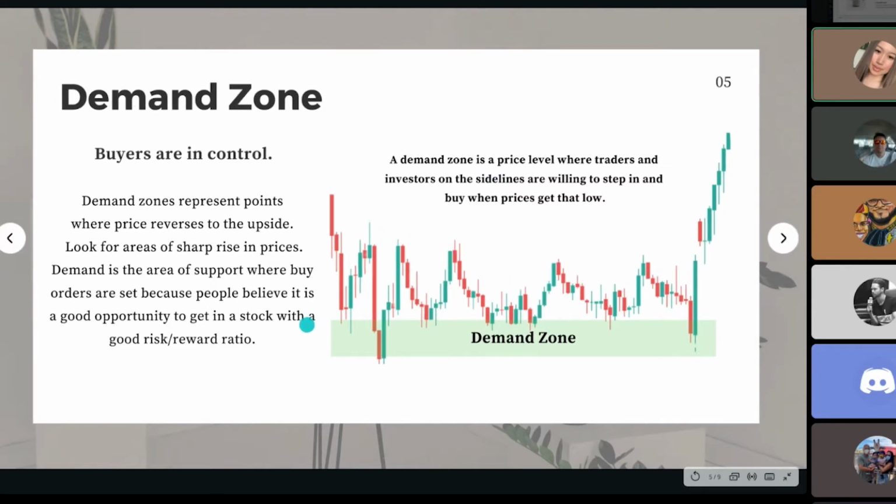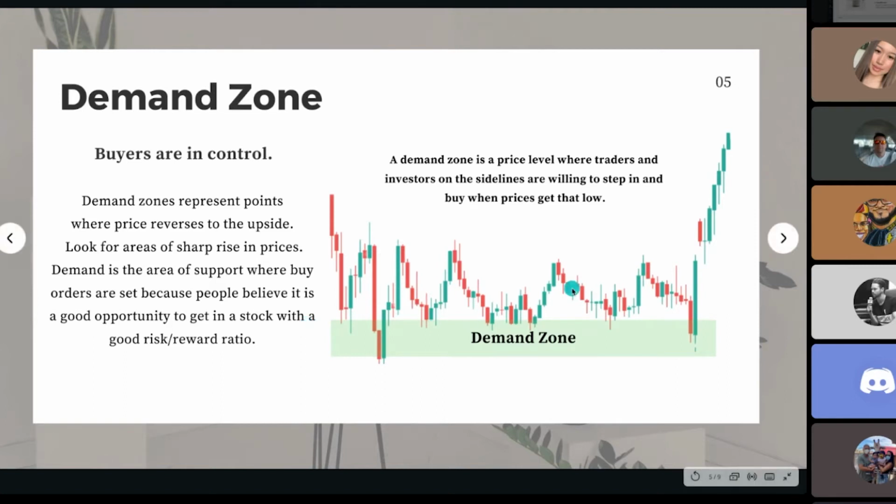So, Syra, did you want to go over a little bit more on these zones, and then you want to go over the four rallies and bases? Okay. Do you want me to still share my screen? I'll share mine. Oh, wait, you have the rally base rally stuff on here, right?